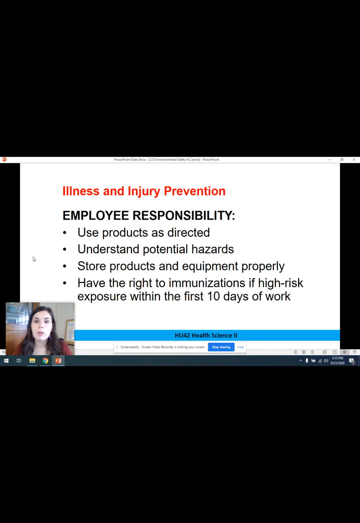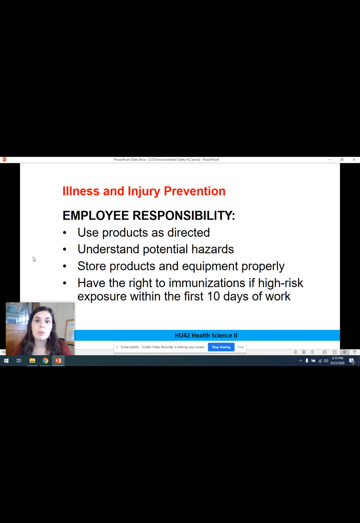You should always store products and equipment properly at the right temperature, in a dry space, and in a way that they're not going to cause any issues with any other chemicals. And you also need to make sure that you have the right immunizations on file and know that you have the right to get other immunizations if you are a high-risk exposure within the first 10 days of work.